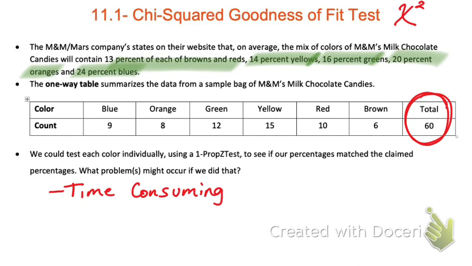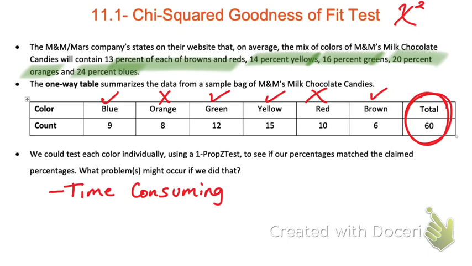13% brown and red, 14% yellow, and so on. That's the claim distribution. We actually get 9 blue. And let's say we did a 1-prop z-test on blue, and we found that blue was okay. That blue was, in fact, 24% of the distribution. And so that one would be okay, right? And then we did orange, but we found that orange was not the correct percent there. It was not the 20% that they claimed. But then we did green, and we found that that one was okay, and yellow was okay, but red was wrong, and then brown was right.